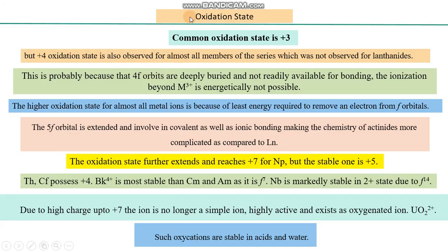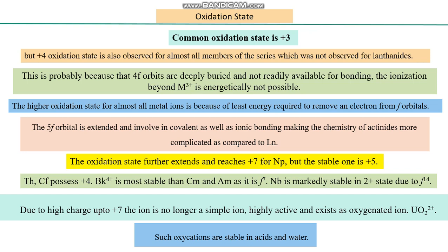Next, let's summarize the oxidation states of these elements. The common oxidation state, just like lanthanides, is +3. So this is one common feature of both the lanthanide and actinide series. The +4 oxidation state is also observed in most cases for actinides. This +4 was not observed for lanthanides because, as I told you, there were only 4 metals which exist in the +4 oxidation state, while actinides almost all possess the +4 oxidation state.